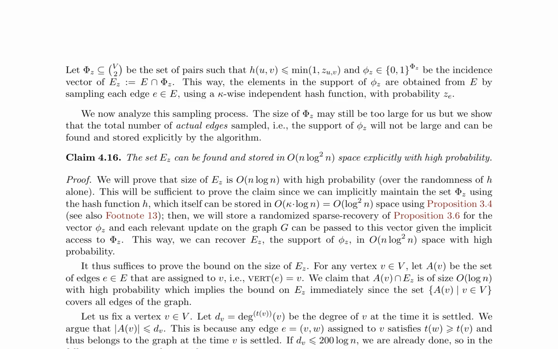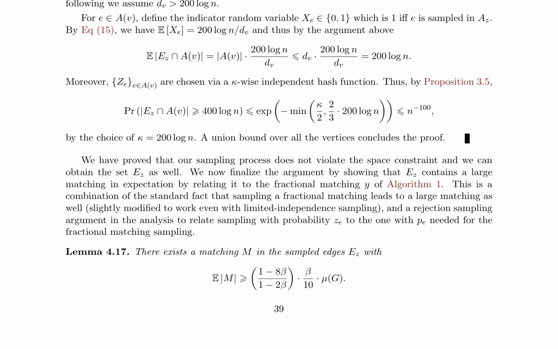This is achieved by showing that the number of edges assigned to each vertex v, denoted by A_v, is O(log n) with high probability. The authors then define an indicator random variable Z_e for each edge e in A_v, which is 1 if e is sampled and 0 otherwise. By applying proposition 3.5, they bound the probability that the number of sampled edges in A_v exceeds 400 log n.